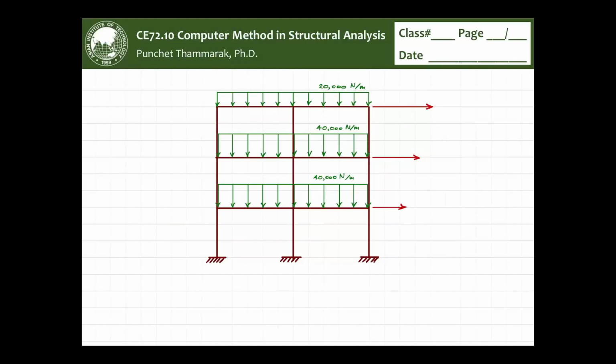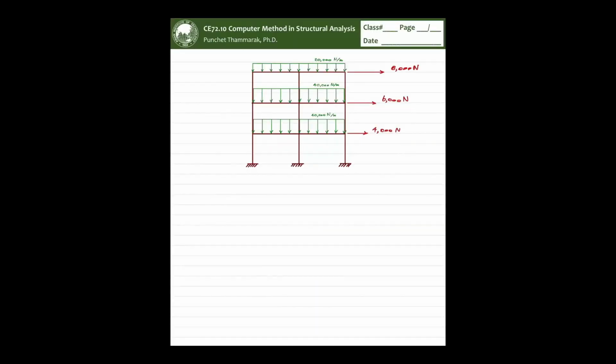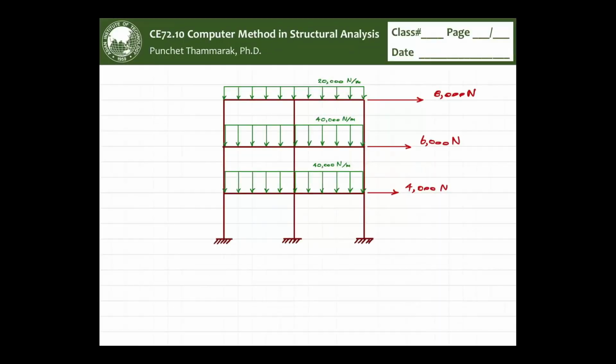So this one at the middle could be 6,000 Newton, this one 4,000 Newton and 8,000 Newton. Okay, so let it vary. The rooftop suffers the maximum. Okay, looks good. What else do you want?